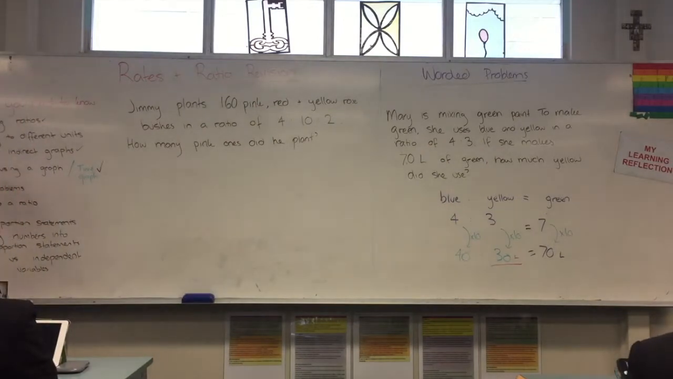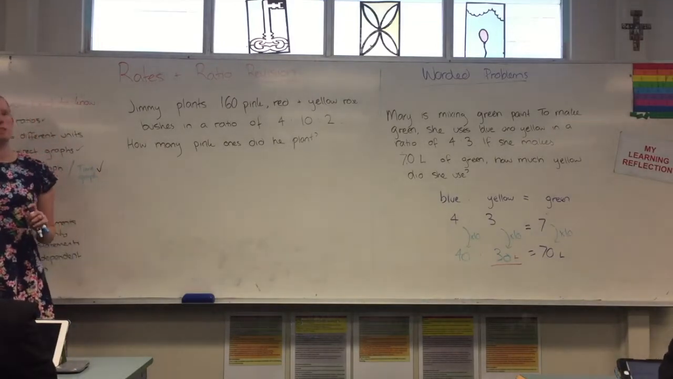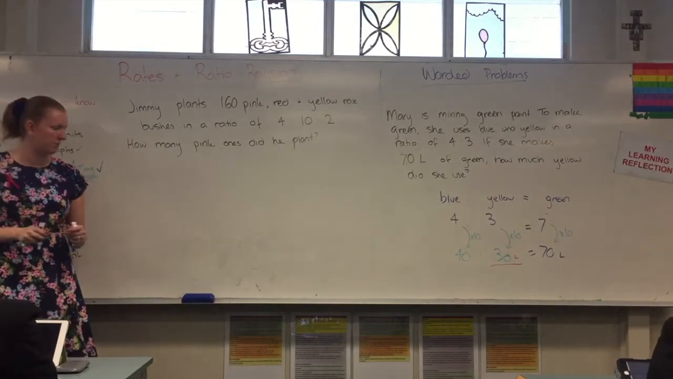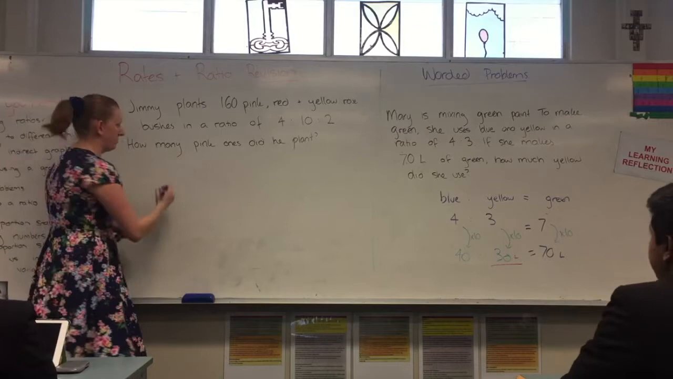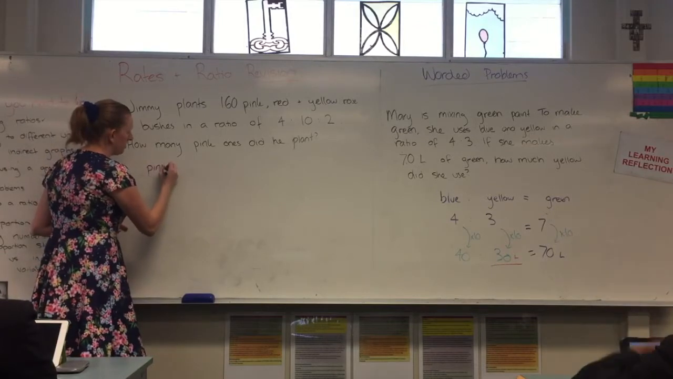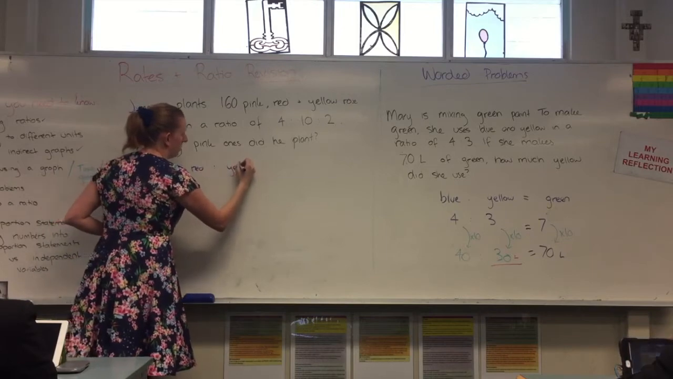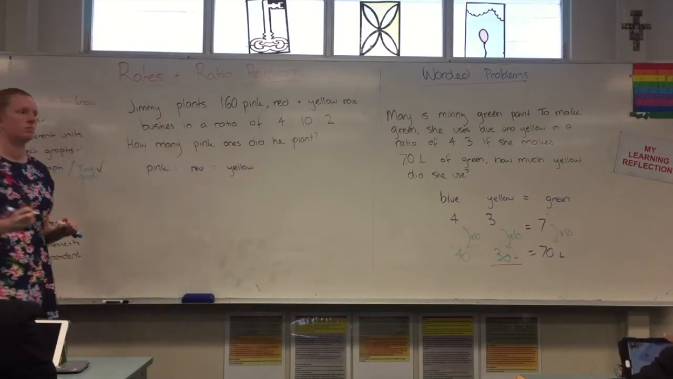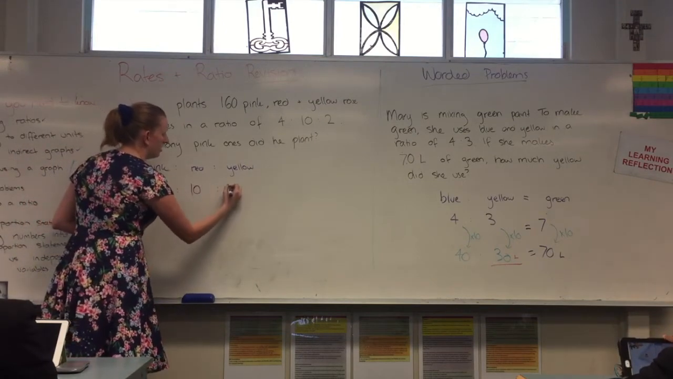Alrighty. Our next worded problem. Jimmy plants 160 pink, red and yellow rose bushes in a ratio of 4 to 10 to 2. And we want to find out how many pink ones he planted. Go in order. So, what are my colours? Pink, red and yellow. Cool. What's my ratio for pink? 4. What's my ratio for red? 10. And yellow? 2. Great.